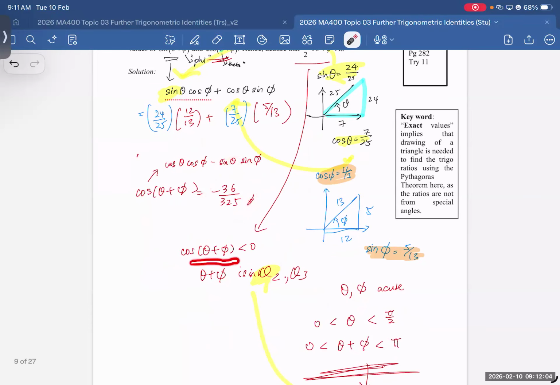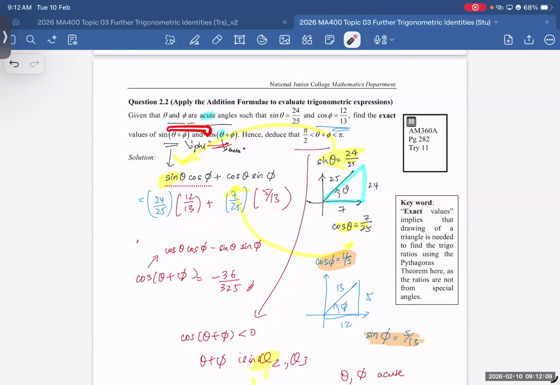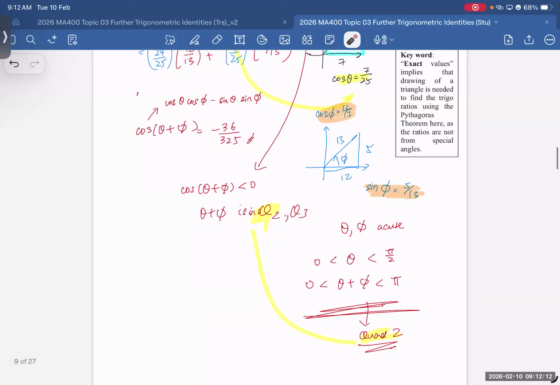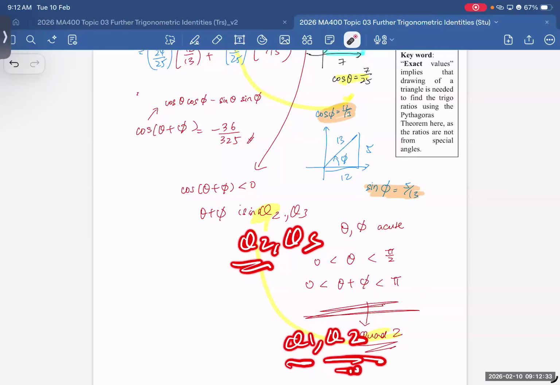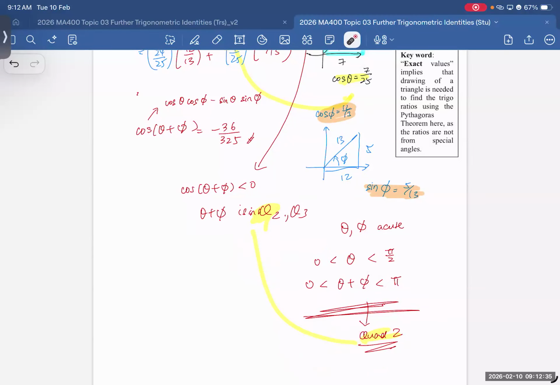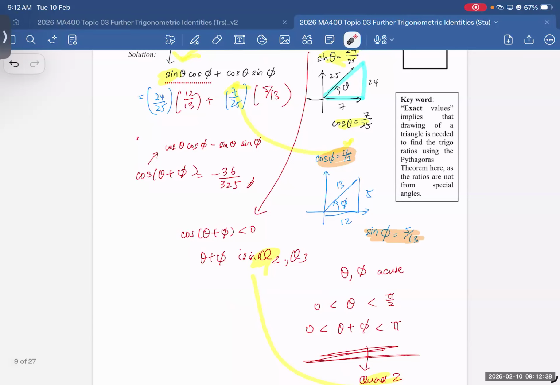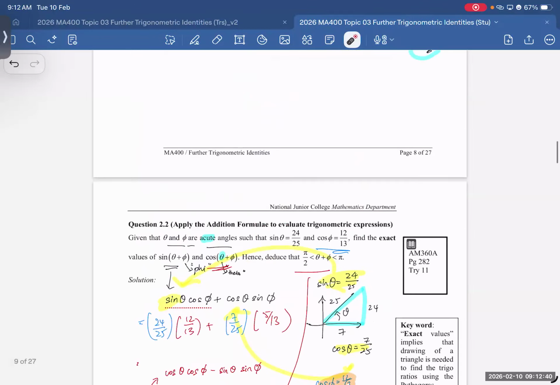Now, besides quadrant 2 and quadrant 3, you also know that just now you said theta and phi are acute. That means both theta and phi are between 0 and pi over 2. So theta plus phi must be between 0 and pi. And so far? Which means that it has to be quadrant 1 or quadrant 2. Now, the intersection of quadrant 1 and 2 with quadrant 2 and 3 can only be quadrant 2. So the confluence tells you that it has to be quadrant 2, which is over here. Okay?